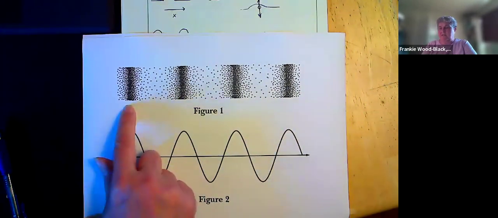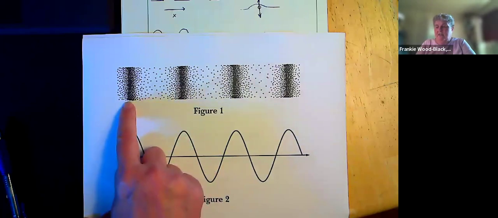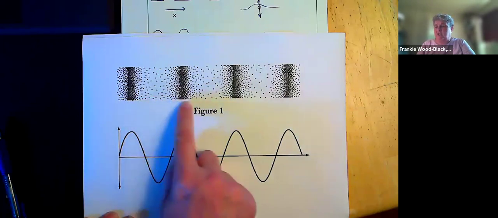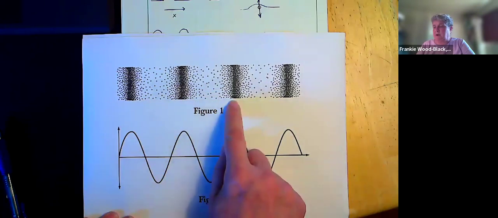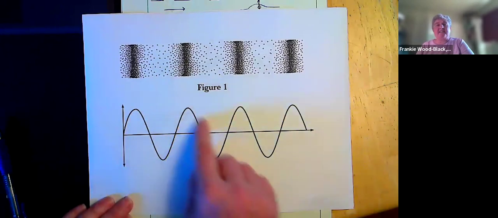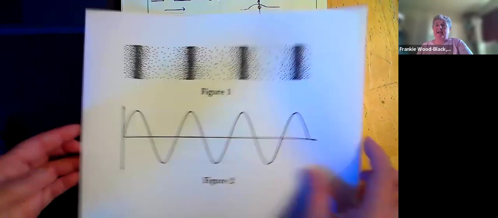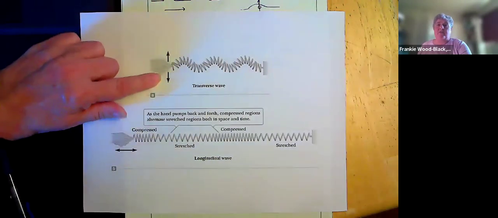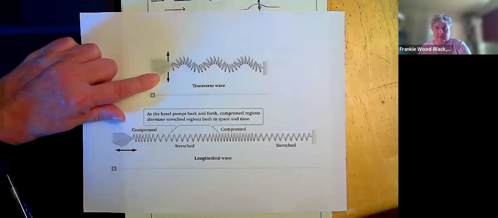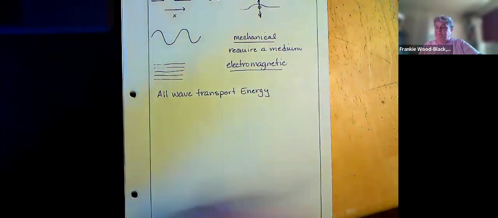There's my compression, my rarefaction. That's the big word of the day. That's your quarter word for today. Rarefaction. There's my compression, my stretch, my compression, my stretch, my compression, my stretch. And there it goes. And I can still represent it as a sinusoidal pattern, just like I can represent my transverse wave as a sinusoidal pattern. So these things become very important as we are going to be able to use our description.